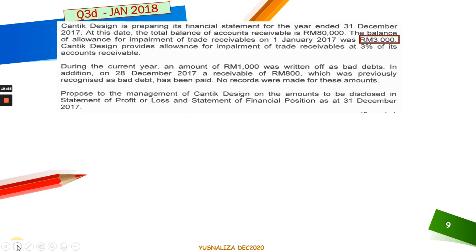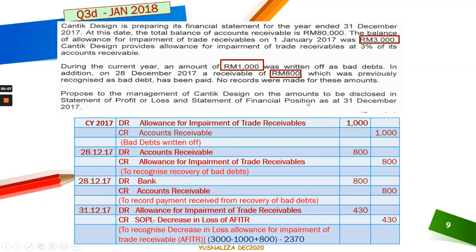Okay, so you have that 3,000, which is the balance, and that 1,000 is the amount written off as bad debt. This 800 is your bad debts that you recovered, meaning that previously you wrote it off as bad, but now it becomes good debts. And you are now trying to put back the account receivable. You do not know who is the person or the company, but the 800 goes back to the ledger account of accounts receivable. But no record has been made. So you need to make the record.